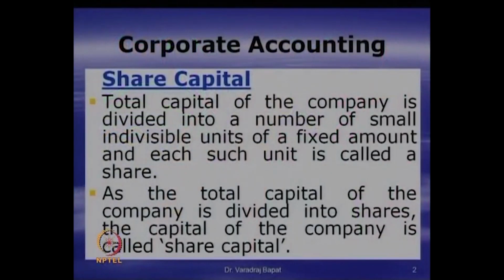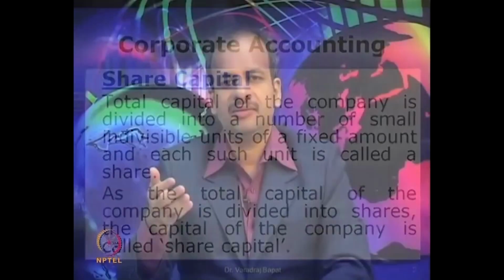Now as you know, a company is a different type of entity where it is not one person who is the owner. A large number of people contribute to the creation of the company by contributing to the capital. The capital of the company is known as share capital. In a proprietary organization, it is only one owner, so it is known as proprietor's capital. In a partnership firm, it is known as partner's capital, but in a company, it is known as share capital because it is contributed by many people. Today we are going to learn how to record the transactions for share capital.